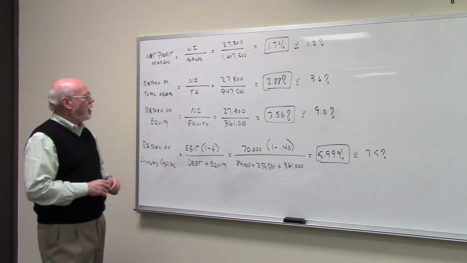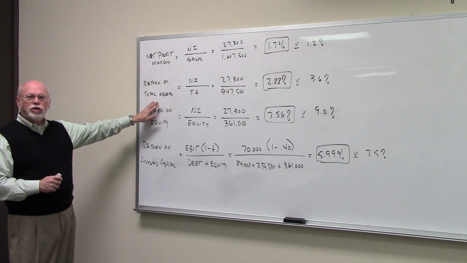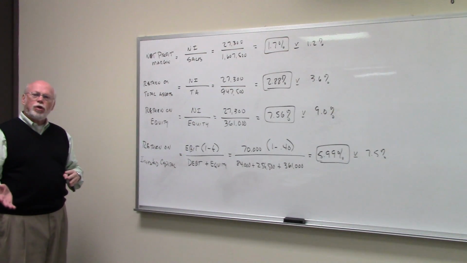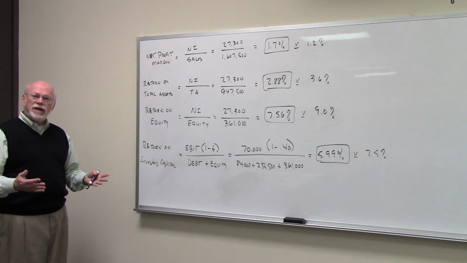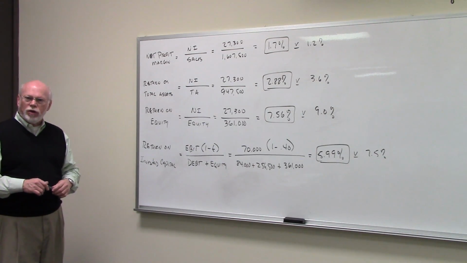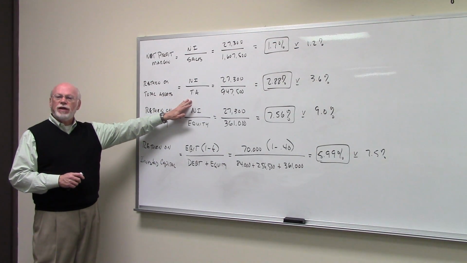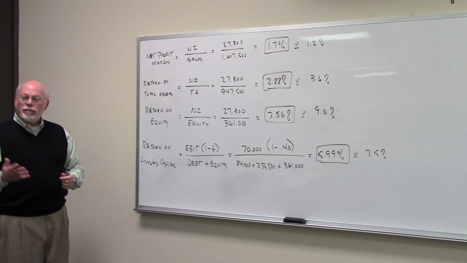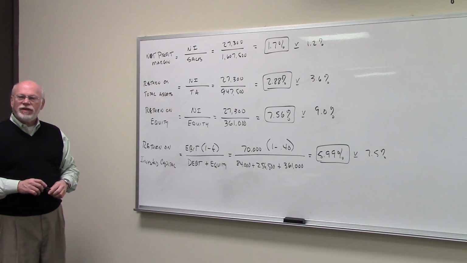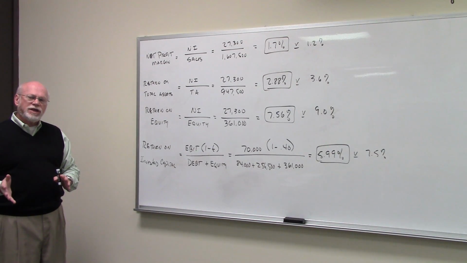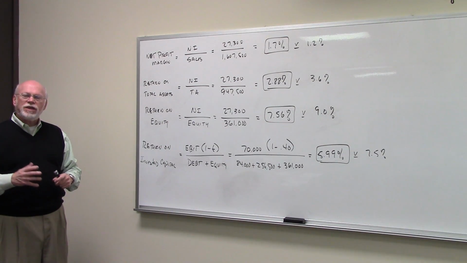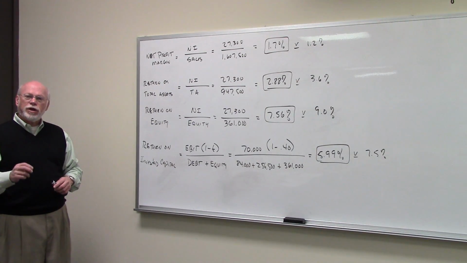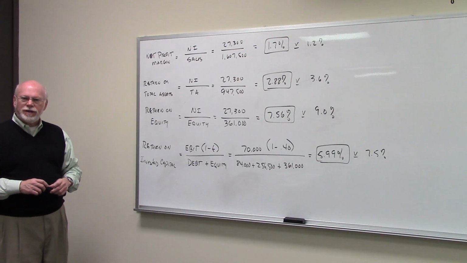The next one we're going to look at now is called return on total assets. Sometimes simply called return on assets, sometimes referred to as return on investment. But nonetheless, your author wants us to call it return on total assets. That's net income divided by total assets. Net income, again, off the income statement, $27,300. The total assets number off the balance sheet, $947,500. That makes the return on total assets for Berry Computing 2.88%. The industry average is 3.6%.